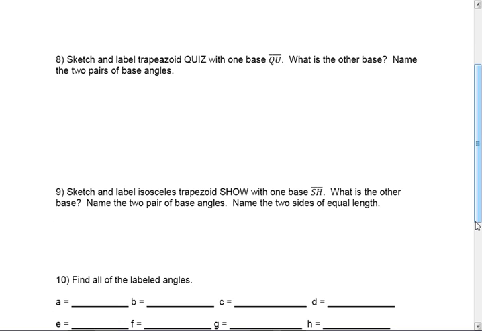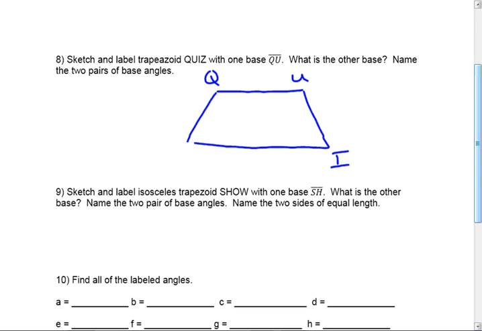Could you draw your trapezoid? Did you check your answers? I want a trapezoid, and I want one of the bases to be QU. There's more than one answer. And now I have to go in the right order. The other base is ZI, or you could say IZ. If you don't have the bar over it, it's wrong. Name the two pairs of base angles. I have angle Z and angle I. I also have angle Q and angle U.